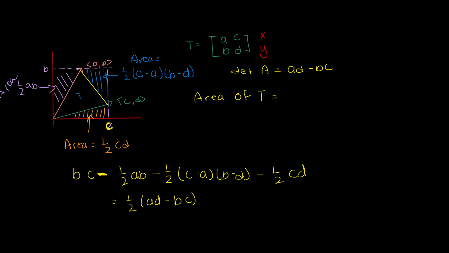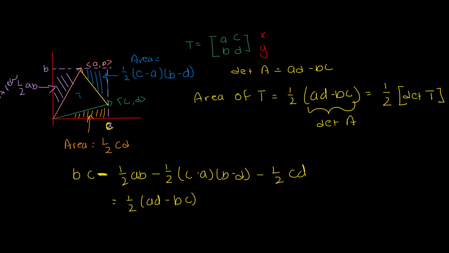So 1/2 (AD minus BC) is equal to, and again, this right here is the determinant. So this is 1/2, and this is T, by the way. This is the determinant of T, because we're going to use that matrix. So there is the area of our triangle using vectors and determinants.